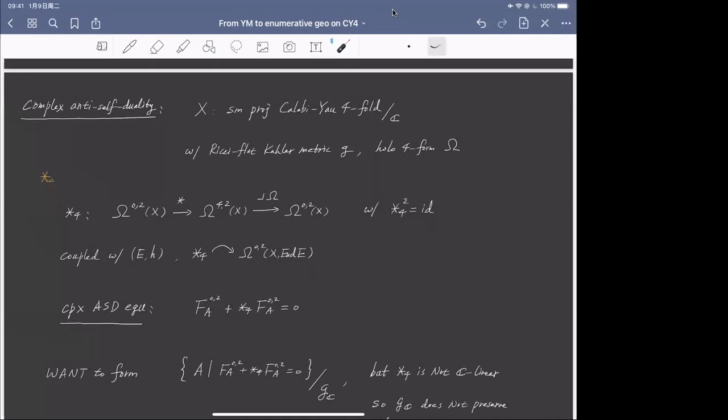a composition of this Hodge star with contraction of holomorphic volume forms. So in the ordinary case, this star operator maps the space of (p,q) forms. Now we have a Calabi-Yau fourfold case, so it maps to (4 minus p, 4 minus q) forms. So in particular, the complex analogue of 2-forms is not 2-forms, but 0-2 forms.